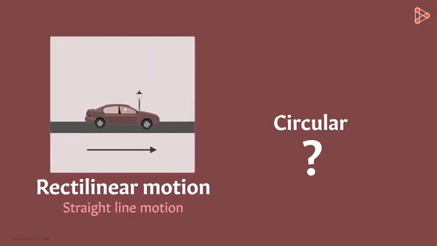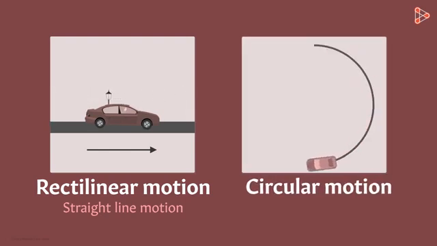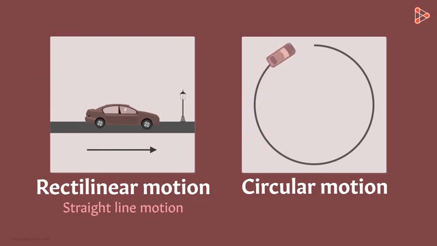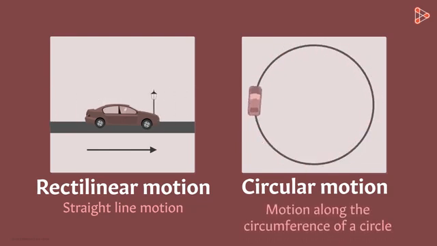Yes, you guessed it correctly. If an object is moving in circles, it's undergoing circular motion. More accurately, it's defined as the motion of an object along the circumference of a circle. The circumference of a circle is the length of this boundary which is curved. So if an object is moving along the circumference of a circle, we say it's undergoing circular motion.